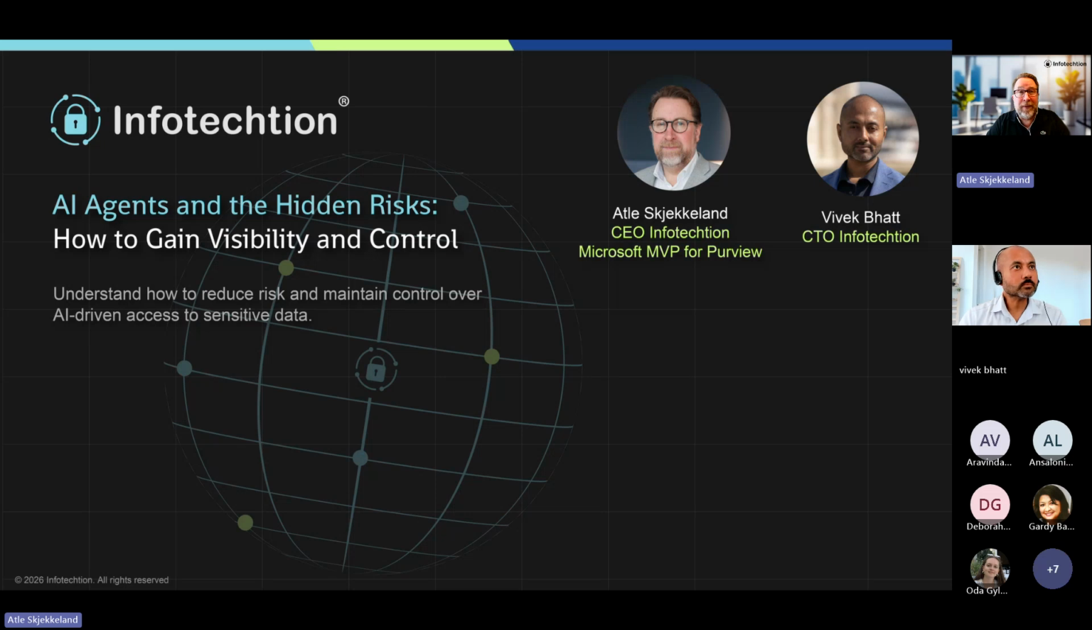This is a very hot topic we're going to cover here: AI agents and the hidden risk, how to gain visibility and control. So we will cover a little bit why this matters. We will cover a little bit the governance model for it, and then how we'll make this practical. And I'll let Vivek take over that and show you how that can be done.